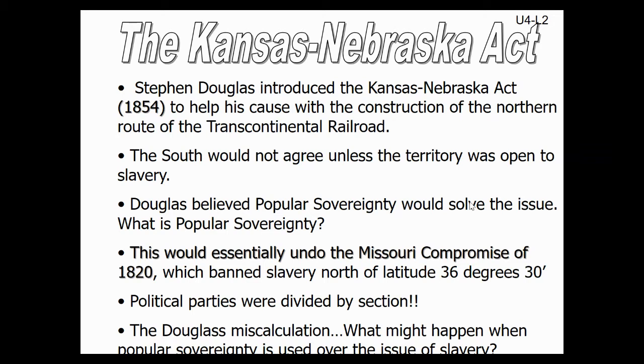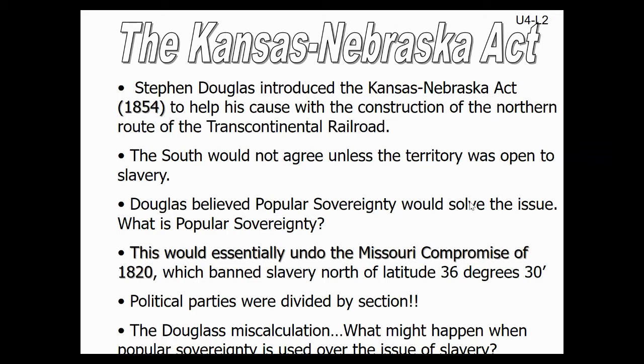The South would not agree to the statehood of any of these territories unless the idea of slavery was on the table. So Douglas believed that he could create this Kansas-Nebraska Act in which they would use popular sovereignty. And once again, what is popular sovereignty? The idea that the people in a territory applying for statehood could vote for themselves on whether or not the new state would have slaves.